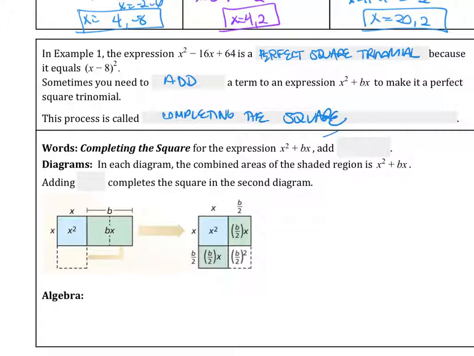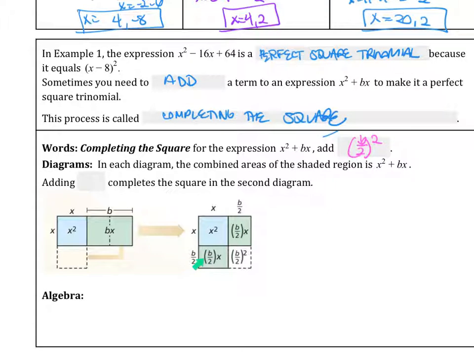Completing the square for the expression x squared plus bx, what we're going to do is add b over 2 squared. In each diagram, the ones below, the combined areas of the shaded region is x squared plus bx. So here's x squared, here is bx. What we want to do is make a physical square. This is a rectangle right now. So how you do it is you cut the b's in half.